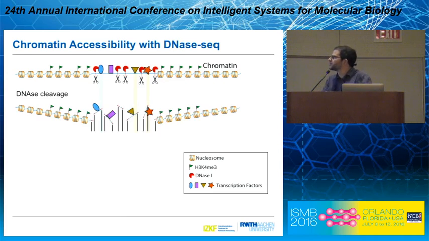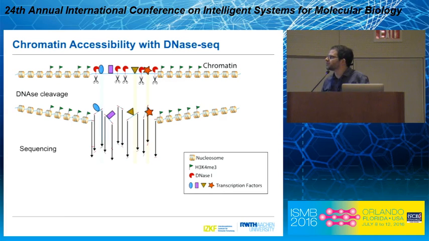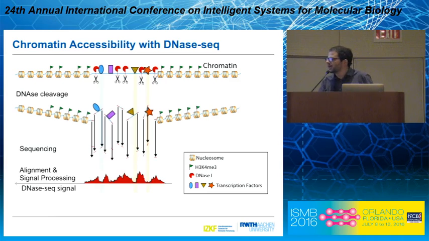Out of this, we now have these fragments of DNA and your proteins. You isolate your DNA. Depending on the protocol, we get either only small fragments or only the beginning of these DNA fragments. You sequence, map back to the genome, and then you should have a signal like this, where your reads are aligned to the regions where, let's say, you have active binding sites or open chromatin.